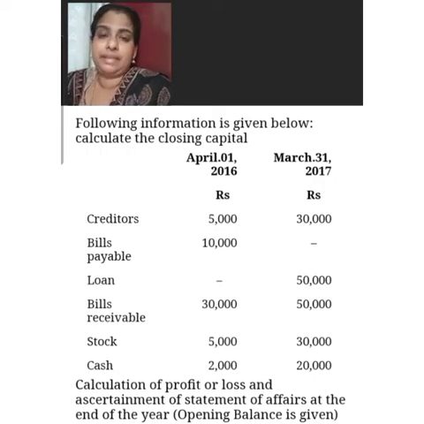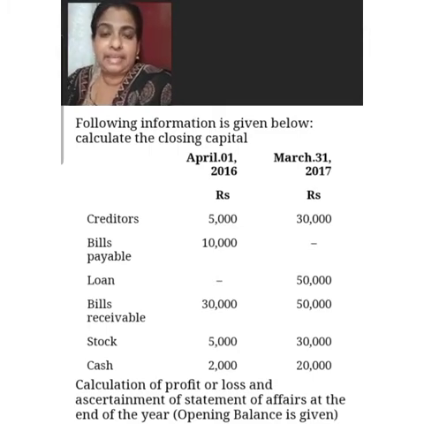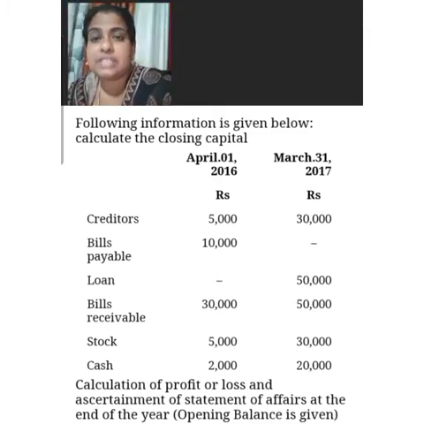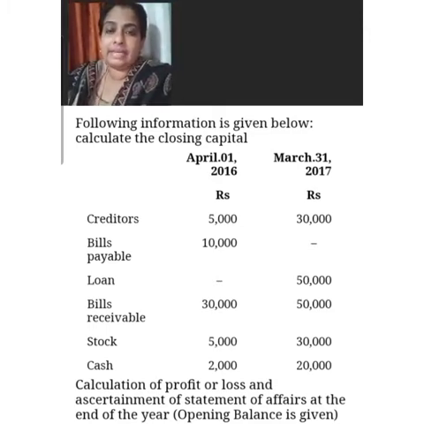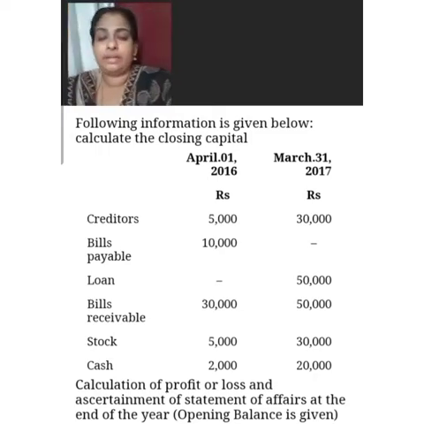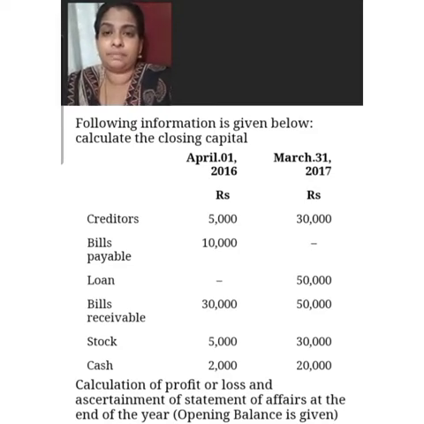The first method is adding the amount of opening capital with the amount of net profit and subtracting the amount of drawings and interest on drawings from the net amount. If there is any additional capital introduced, add that amount with the net amount, and if there is any adjustment for charging interest on capital, add that interest on capital amount with the net amount. The net amount will be closing capital. This is the first method.